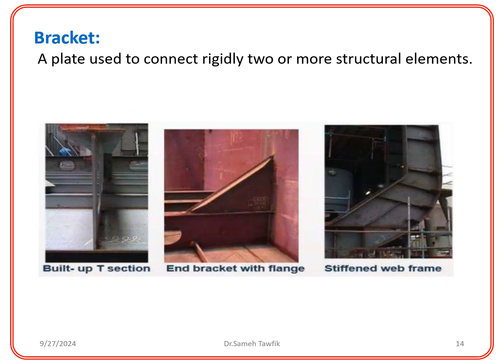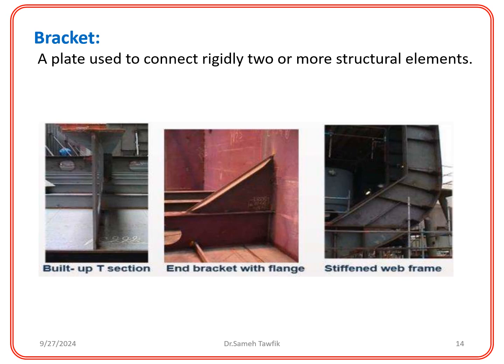Now that we've discussed various structural elements, let's explore the concept of brackets. Brackets are connecting plates used to join two or more structural elements together rigidly. They're like the joints or connectors in a building. As you can see in the image, there are different types of brackets, each designed for a specific purpose. Some examples include built-up T-section. This type of bracket has a T-shaped cross-section and is often used to connect structural elements at right angles.